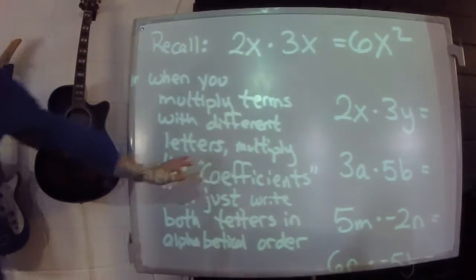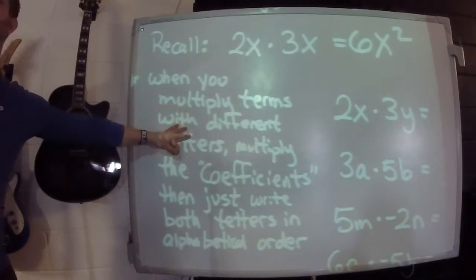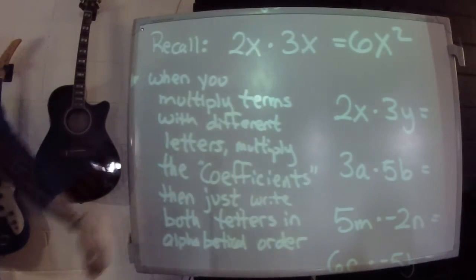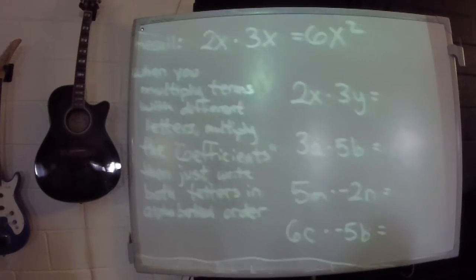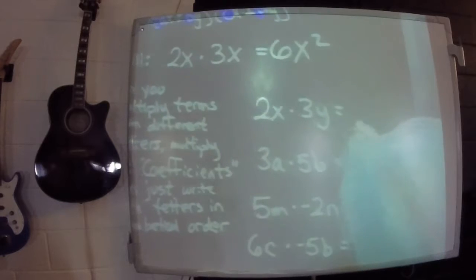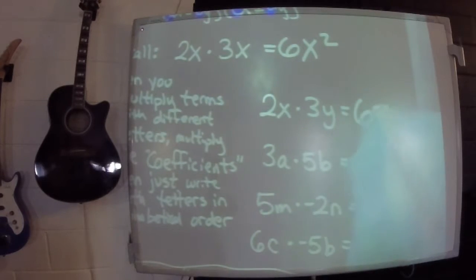Well, here's the deal. First off, if they've got coefficients, multiply the coefficients. And then if you have different letters, just write them next to each other. So if I multiply x times y, it becomes xy. And if I multiply y times x, we'll still make it xy. So it's 6xy, not 2. It's just 6 and then xy.